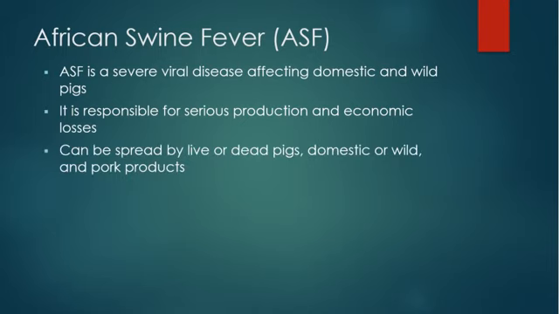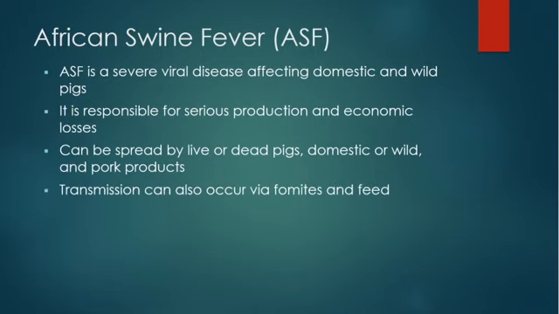The way it's spread is through live or dead pigs. It could be spread from domestic and wild species, and also pork products as well. But transmission can also occur on fomites and feed. So you can imagine if you're a veterinarian and you're at a piggery that has ASF virus, if it goes on your shoes, on your clothes, even if you're wearing proper PPE, if you go off that property, you could spread it to other piggeries.